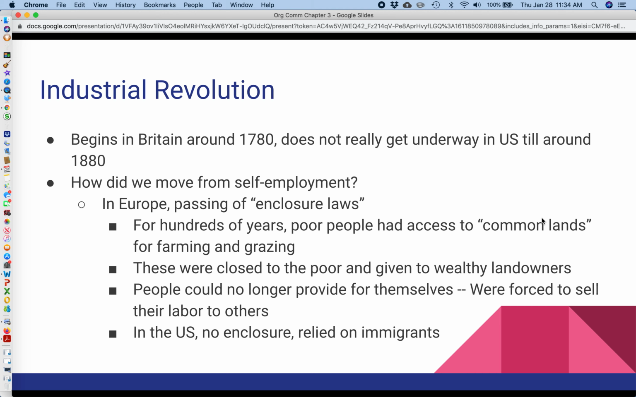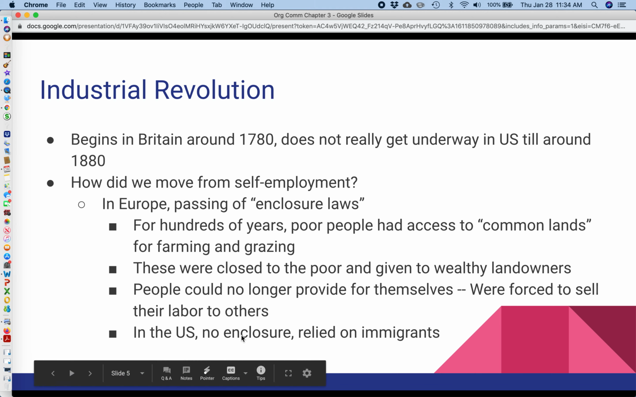Now, in the U.S., it took longer for us to get the Industrial Revolution fully underway because we didn't have enclosure laws, right? Indeed, our industrial economy, the beginning of it and its maturation, depended largely on immigrant labor. And of course, the United States still depends a lot on immigrant labor to do much of the actual physical work that is necessitated by our economy.